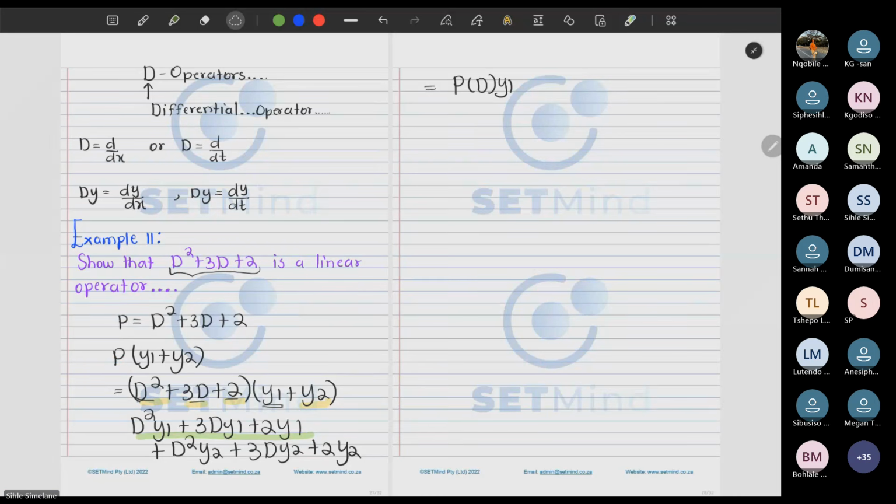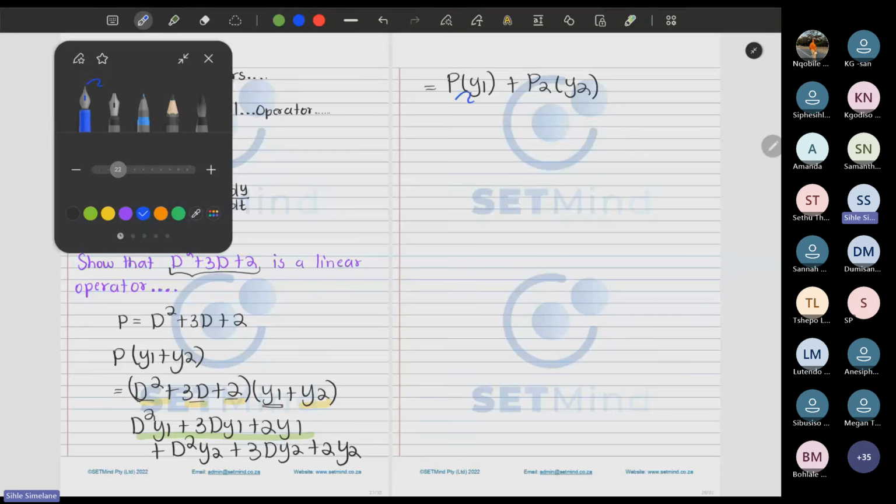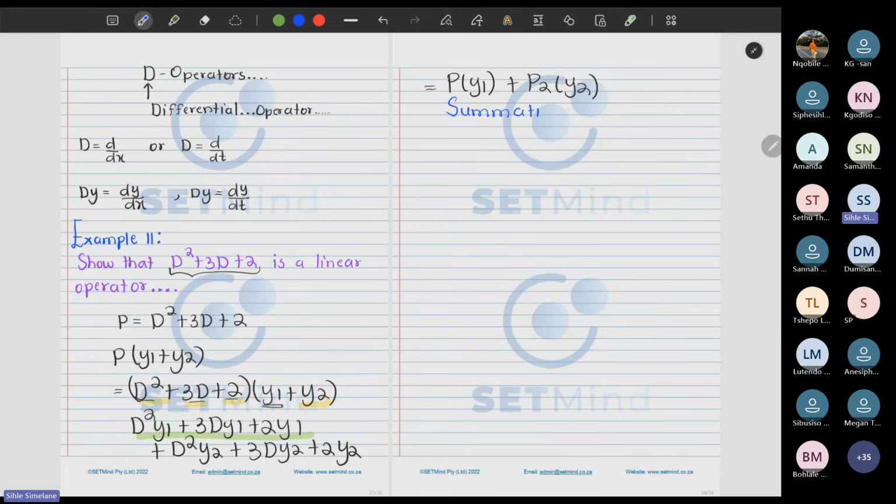Yeah. So if you observe carefully, the first part now has just become P of y1. Then the second part has just become P of y2. So if you look carefully, that summation rule that we spoke about is met here, because if you have D and Y there, this will always be dy, because we remember that the D is just the dx. So it must always be attached to something here. So the summation rule has been met.